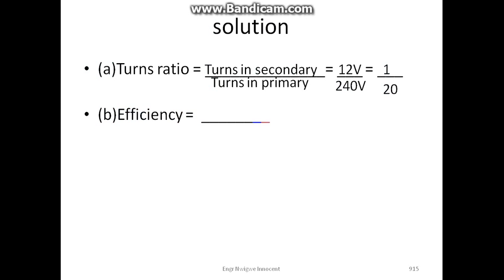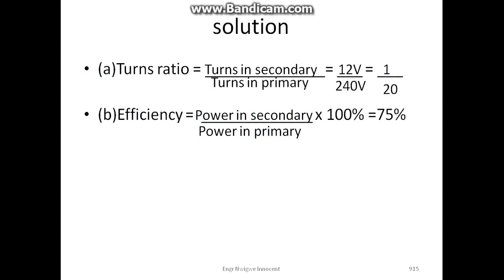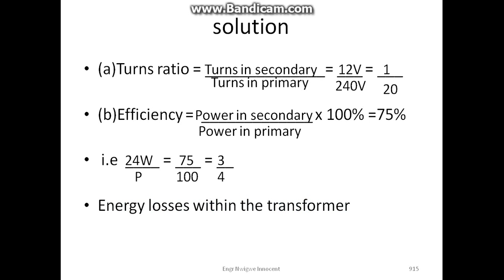B. Efficiency equals power in the secondary over power in the primary times 100%, which is equal to 75%. That is 24 watts over P equals 75 over 100, which equals 3 over 4. Energy losses within the transformer is equal to 32 minus 24, which is equal to 8 watts.